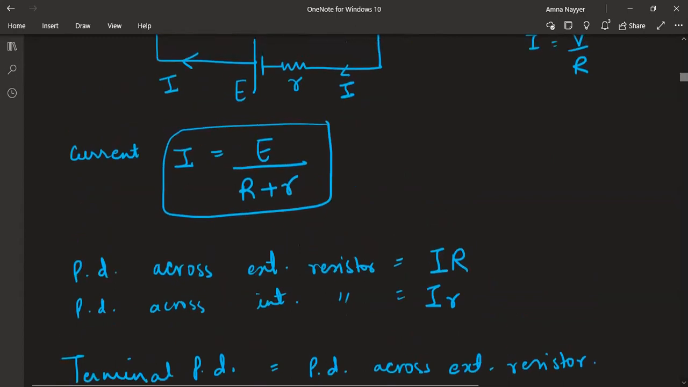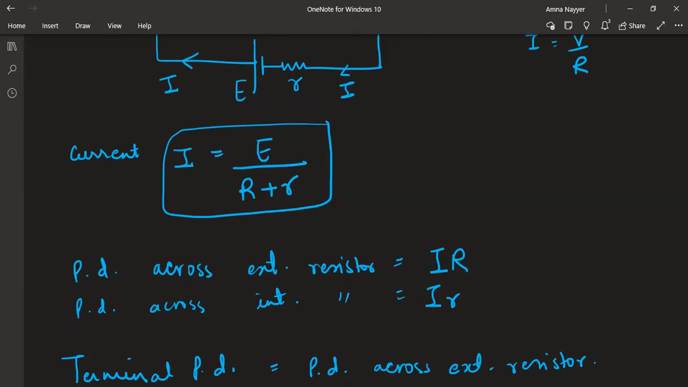Then some formulas are there. See, total resistance will be what? Whatever is the internal resistance of the circuit plus whatever is the total external resistance of the circuit, that will combine and give you the total resistance of the circuit. The potential is the EMF of the cell. So current is EMF divided by the total resistance, R plus r.